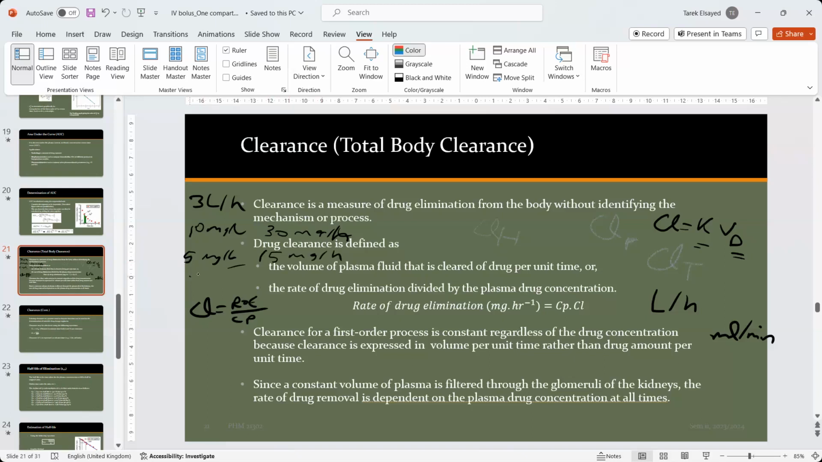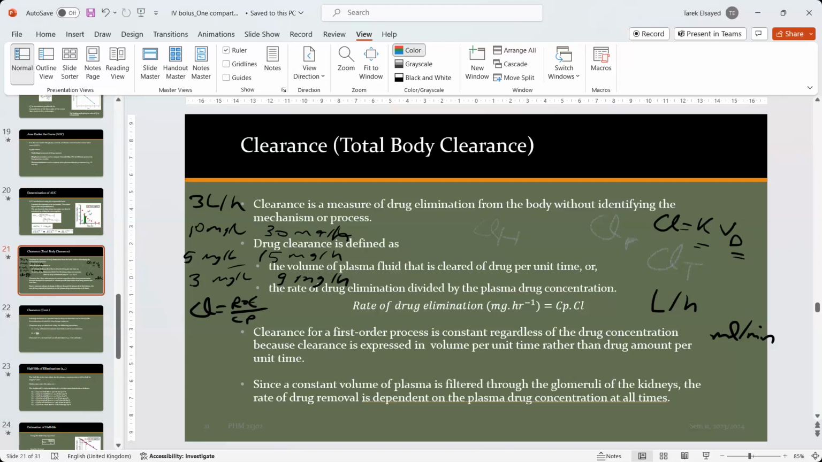Say after this it became 3 milligrams per liter. So 3 liters will be cleared, so you get rid of 9 milligrams per hour. This is the elimination rate. So you can see this concept explains also the dependence of the rate of elimination on the drug concentration in plasma in first order kinetics.